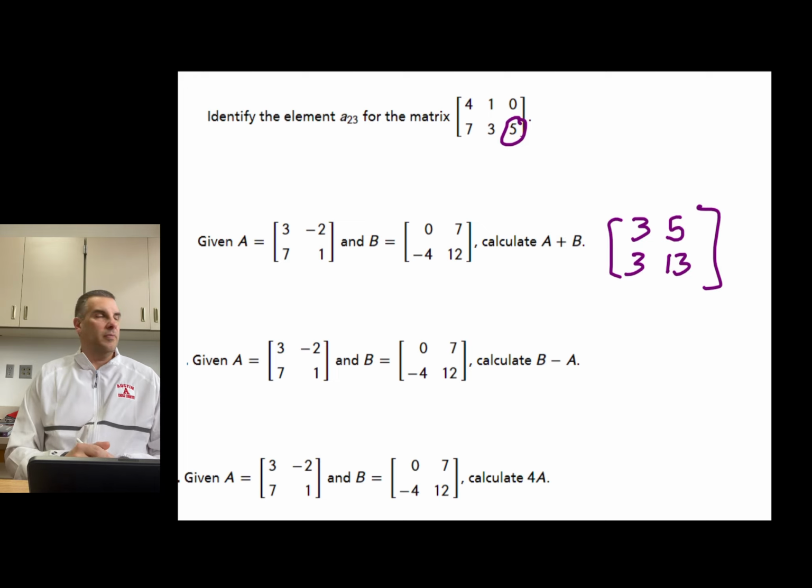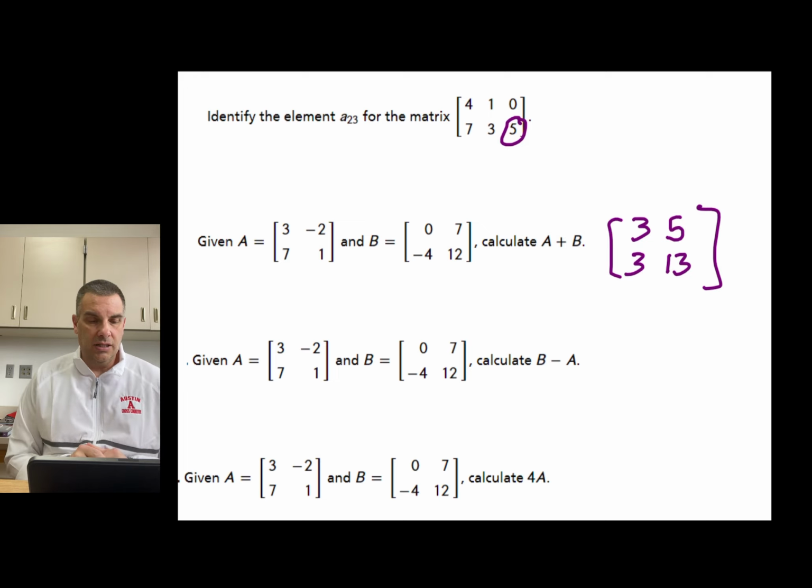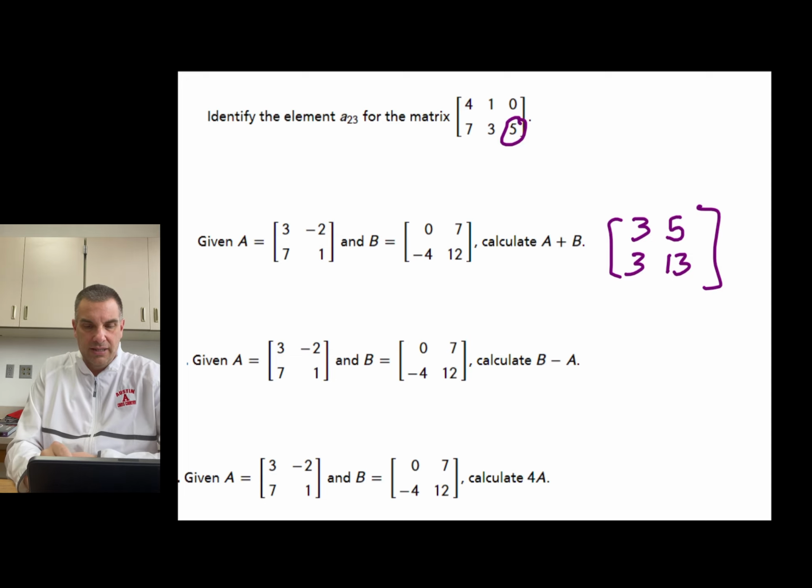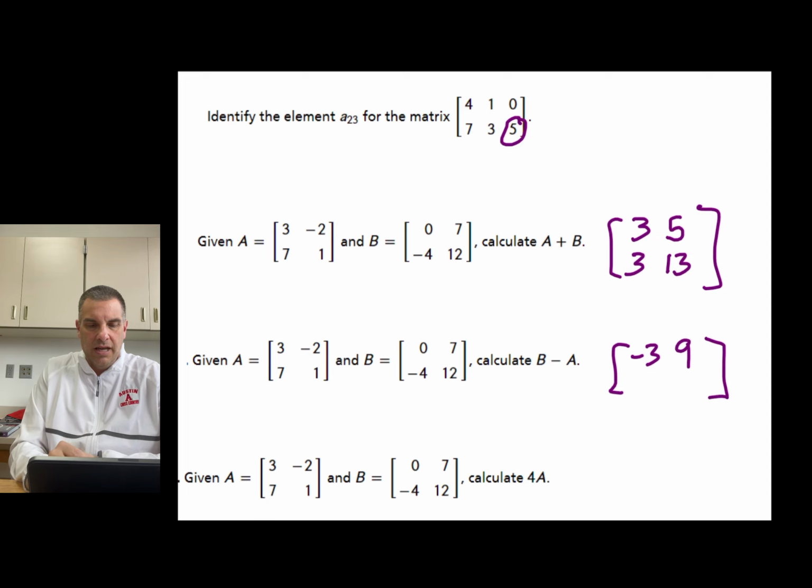Combine the columns. Next one, given A and B, calculate B minus A. Make sure you read it right. B minus A is different than A minus B. So B minus A, so 0 minus 3 is negative 3. 7 minus negative 2 is 9. Negative 4 minus 7 is negative 11. 12 minus 1 is also 11. There's our matrix.